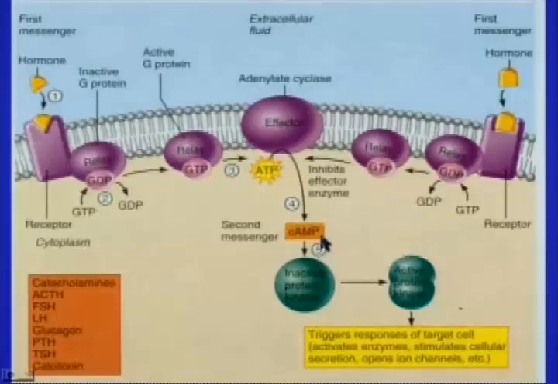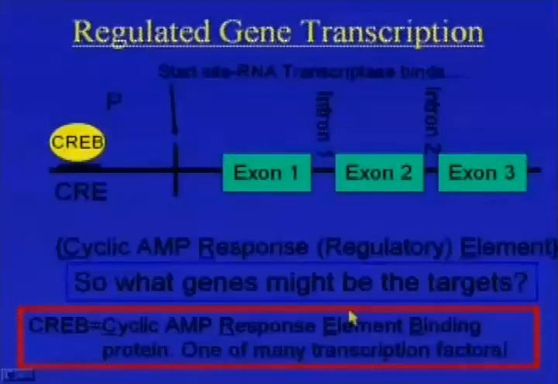The cyclic AMP inside the cell has one mechanism of action. It acts on inactive protein kinase. It's actually protein kinase A, the A for cyclic AMP. Protein kinase A then becomes activated and triggers responses of the target cell, activates enzymes, stimulates cellular secretion, opens ion channels, as we have been alluding to in all the slides previously. But now we ask the question, well, how do we get to the gene expression?